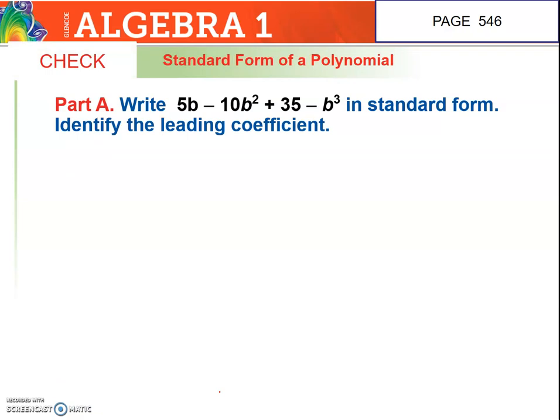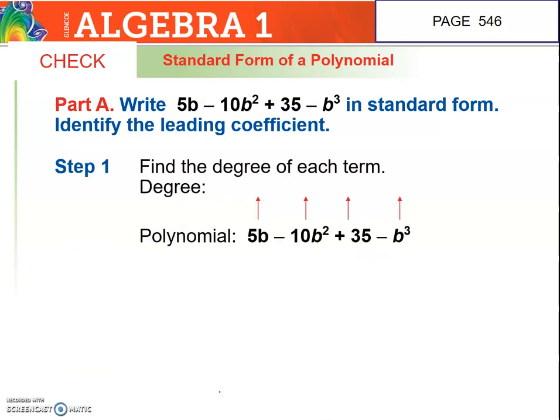We move on to the check question on page 546. Write 5b minus 10b squared plus 35 minus b exponent 3 in standard form. So finding the degree of each term, 5b has a degree of 1, minus 10b squared has a degree of 2, and 35 has a degree of 0, minus b exponent 3 has a degree of 3.